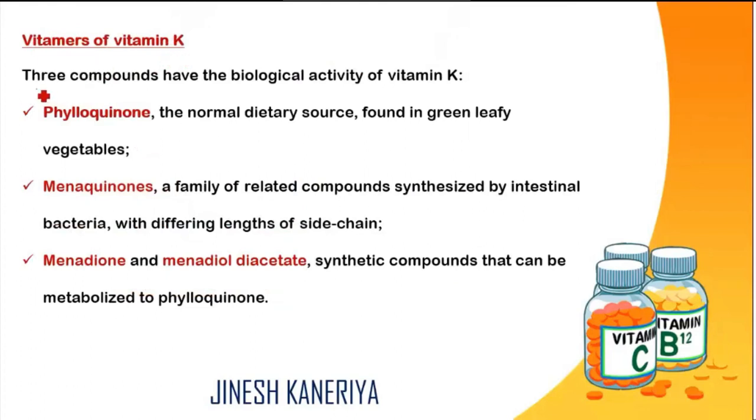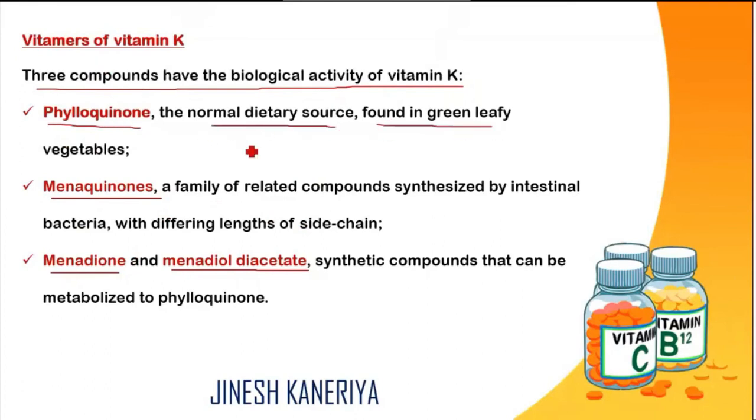Vitamins of the vitamin K group. There are three compounds that are biologically active as vitamin K. First is phylloquinone, second is menaquinone, and third is menadione or menadiol diacetate. Phylloquinone is a normal dietary source found in green leafy vegetables. Menaquinone is a family of related compounds synthesized by intestinal bacteria, with different lengths of side chain. Menadione and menadiol diacetate are synthetic compounds of vitamin K.